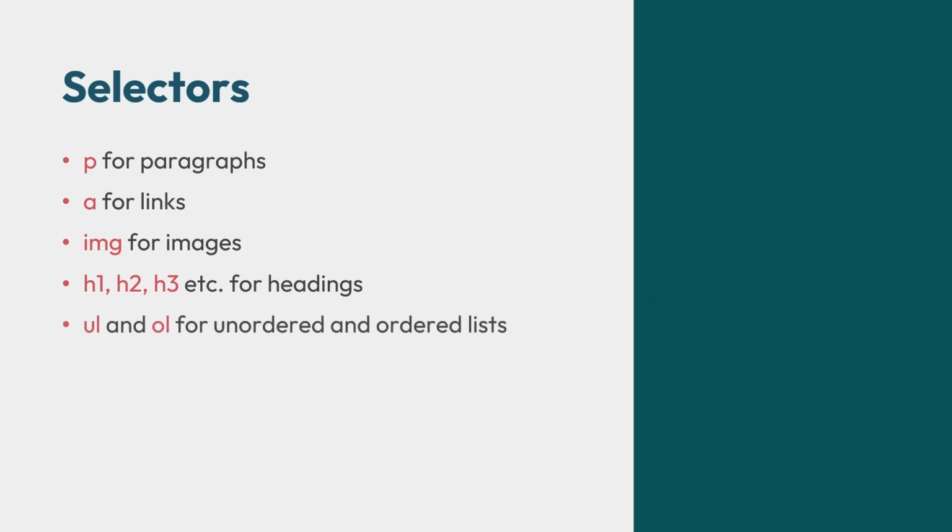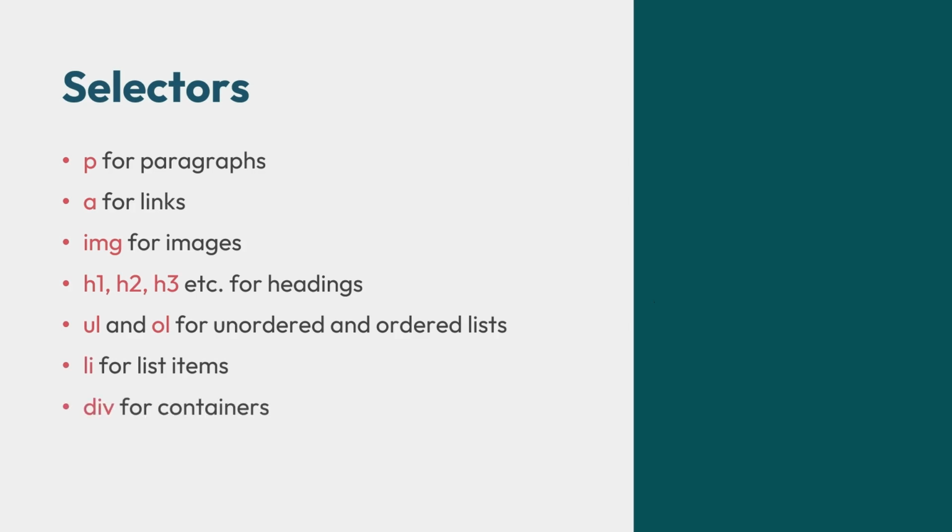We have UL and OL. UL stands for unordered list or a bullet list, and OL stands for ordered list. Basically, these lists where you have numbers like 1, 2, 3 for each list item. Logically, we also have list items, which are called LI selectors.